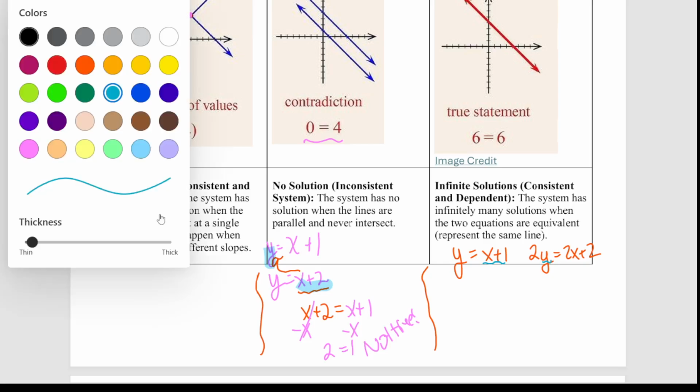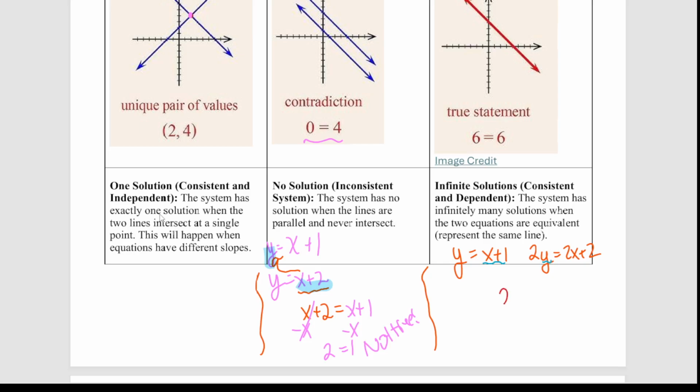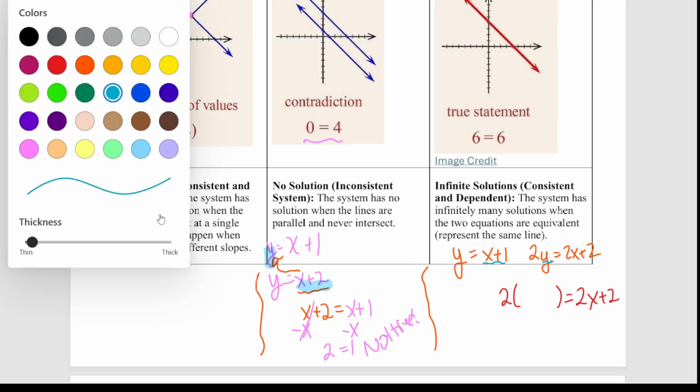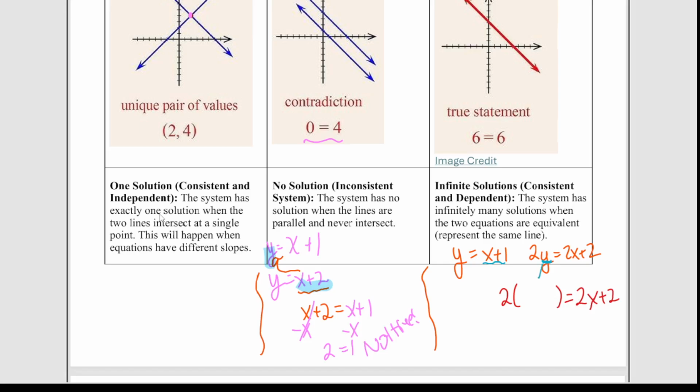So as I'm doing that in my second equation here, I'm going to get 2 parentheses equals 2x plus 2. And what am I going to get put in that parentheses? The other value that y is equal to, which is x plus 1. Then I would start to solve. I would do 2 times x is 2x, 2 times 1 is 2, equals 2x plus 2.